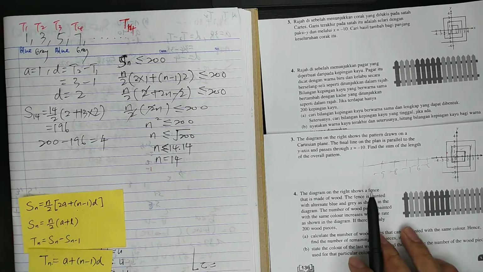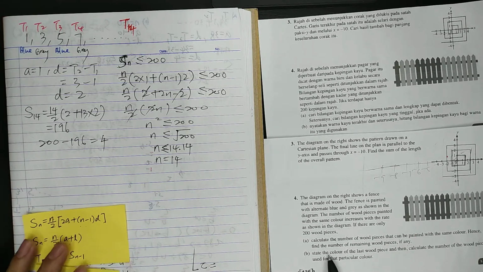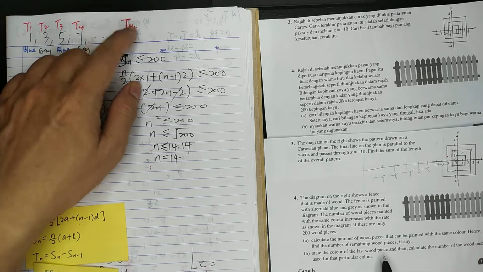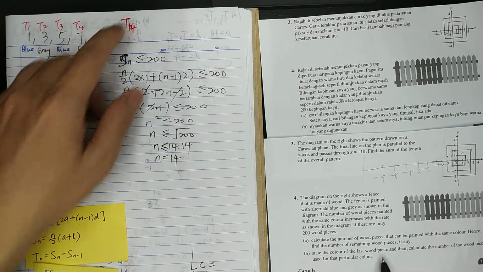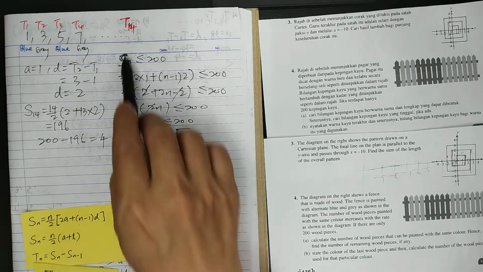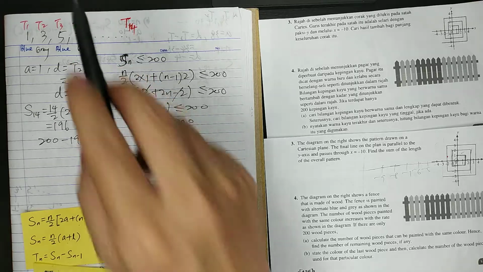Then B, state the color of the last wood piece. What's the color for the last? This is the last, D14. And calculate the number of wood pieces used for the particular color. We want to calculate the number. What is the number for the last? So we need to find D14.